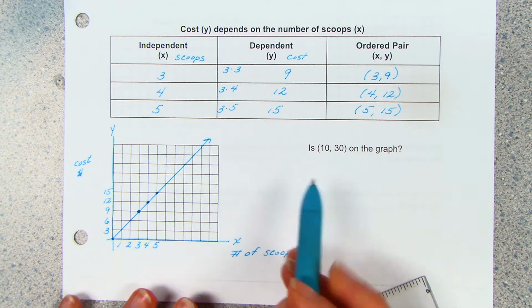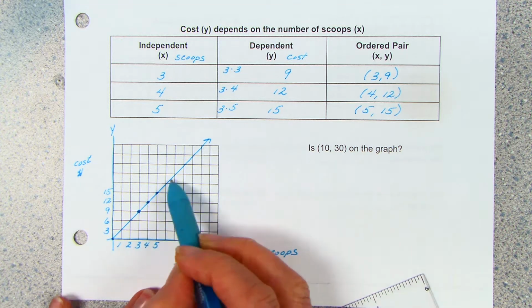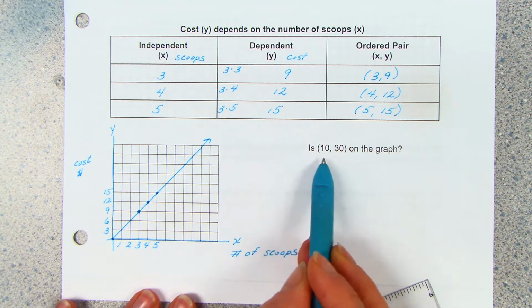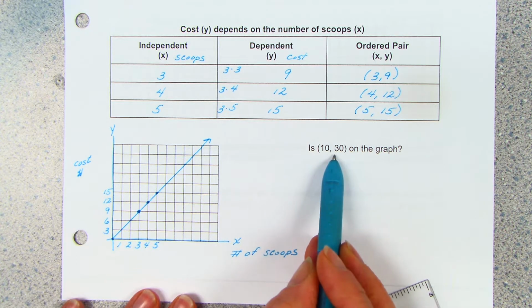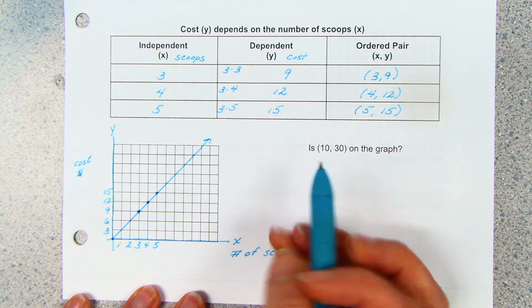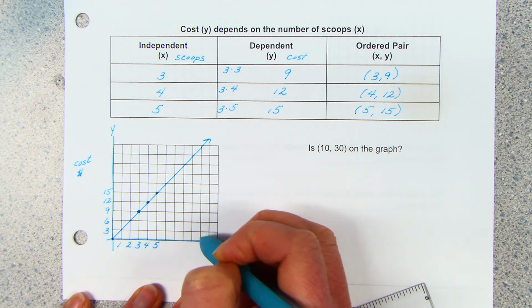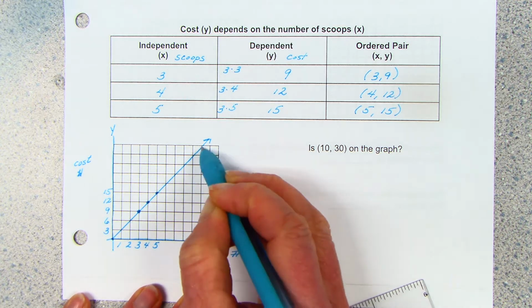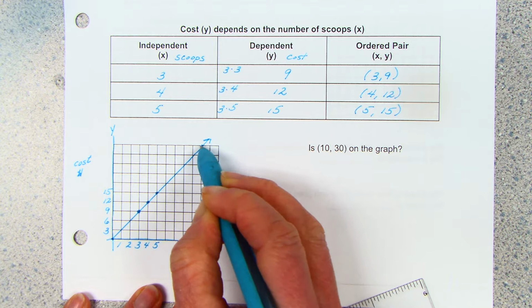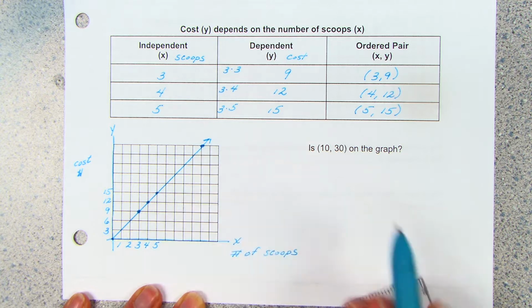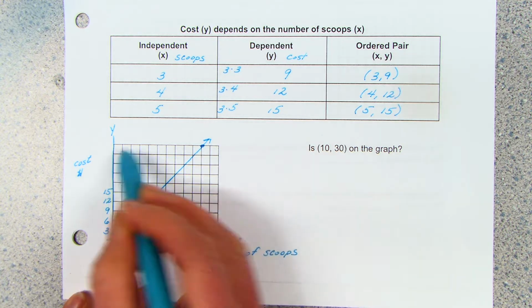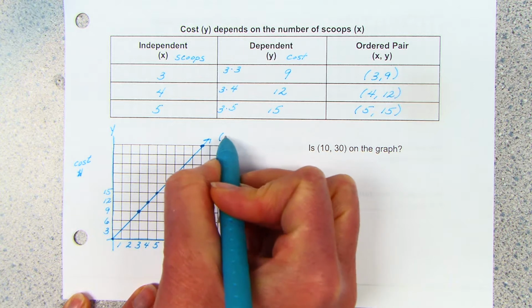Then we want to check and see if I extend this line out, will the point 10, 30 be on the graph? You could check by counting over to 10, 6, 7, 8, 9, 10, and then going up and seeing if that point is 30. Is that point 10, 30? And I believe that it is.